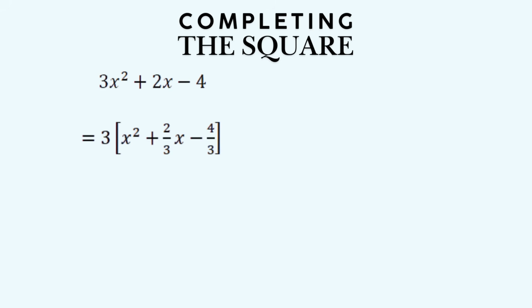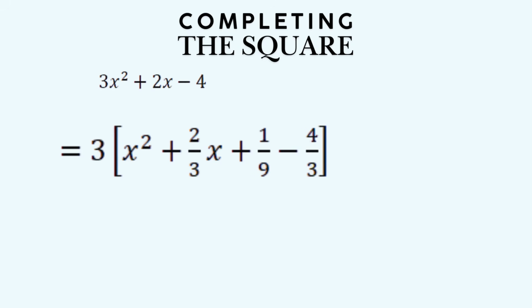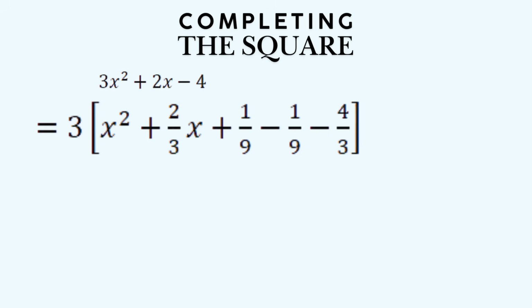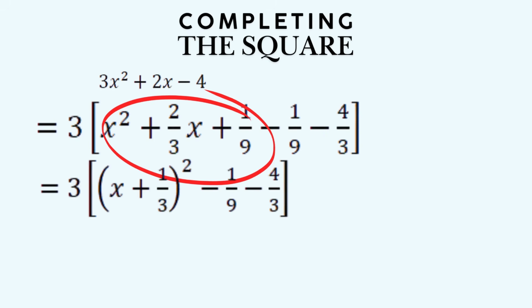To complete the square in the brackets, we divide the x coefficient by 2, or take half the x coefficient, and square the result. Now 1/2 of 2/3 is 1/3. The square of 1/3 is 1/9. So we will add 1/9 to the expression inside the bracket to get a perfect square. We also need to subtract 1/9, so that the value of the expression remains the same. Now x² + 2/3 x + 1/9 is (x + 1/3)² expanded, while -1/9 - 4/3 remain.